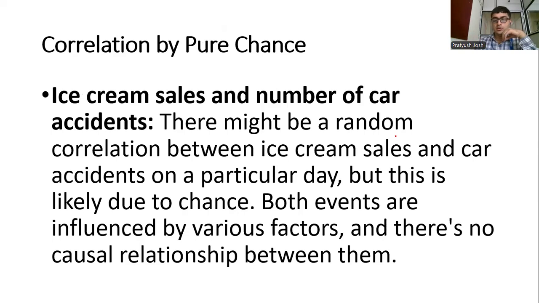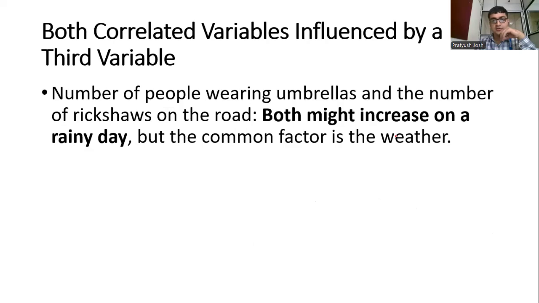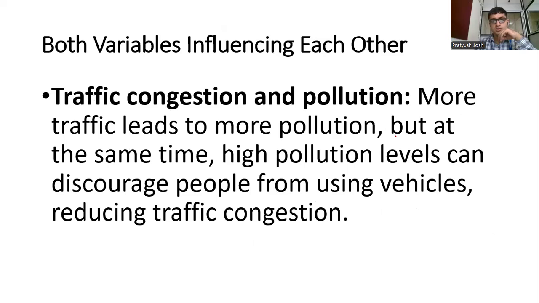So we have discussed the car accident and ice cream sales example. I would like to discuss one more example. Let's take the example of traffic congestion and pollution. One variable is traffic congestion, another variable is pollution. So if there is more traffic, the pollution will be higher.